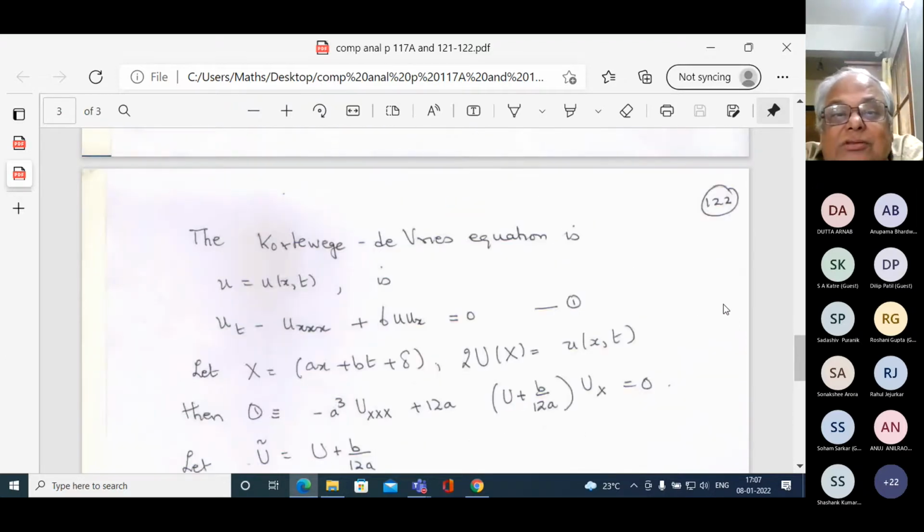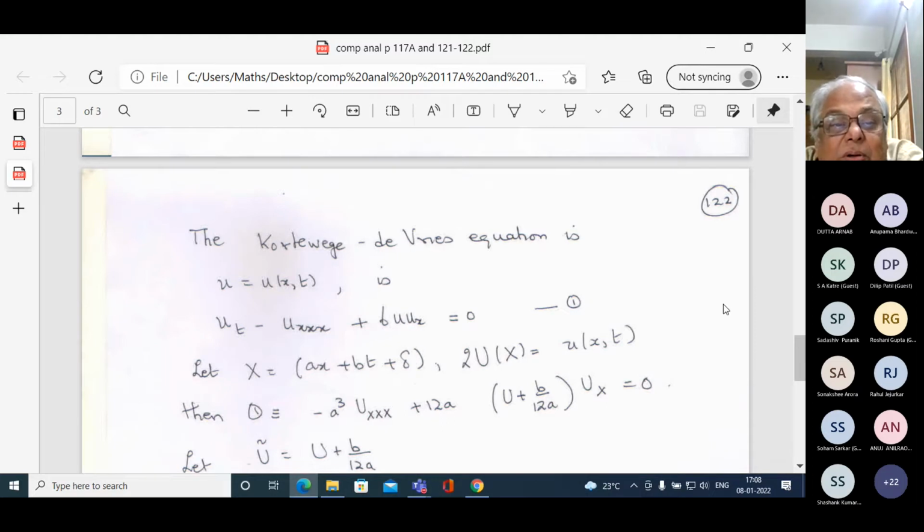The KdV equation is a partial differential equation in x and t. The KdV equation, the Korteweg-de Vries equation, is u_t minus u_xxx plus 6 u u_x equals 0. U is a function of x and t. U_t is the partial derivative with respect to t, and u_x is the partial derivative with respect to x.